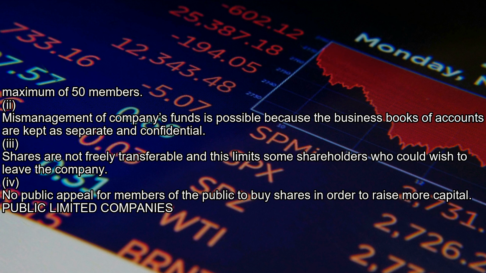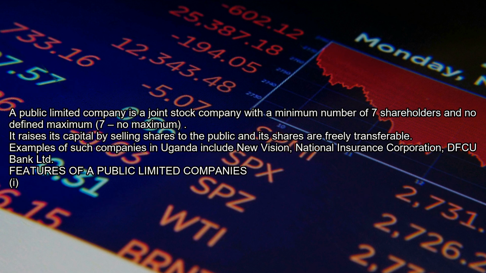Public limited companies. A public limited company is a joint stock company with a minimum of 7 shareholders and no defined maximum. It raises its capital by selling shares to the public, and its shares are freely transferable. Examples of such companies in Uganda include New Vision, National Insurance Corporation, and DFCU Bank Limited.